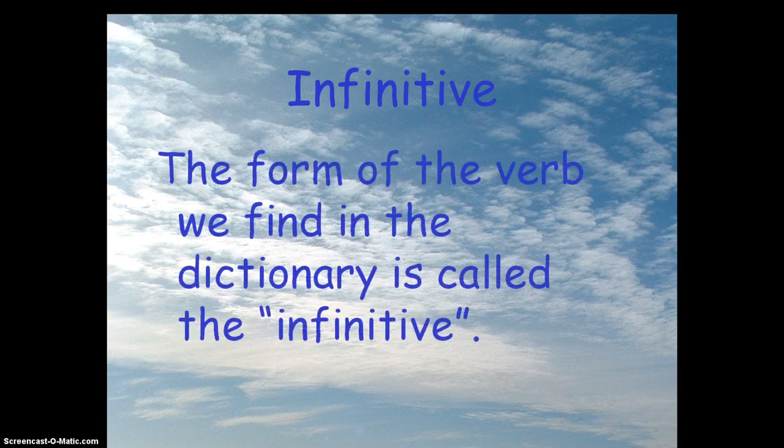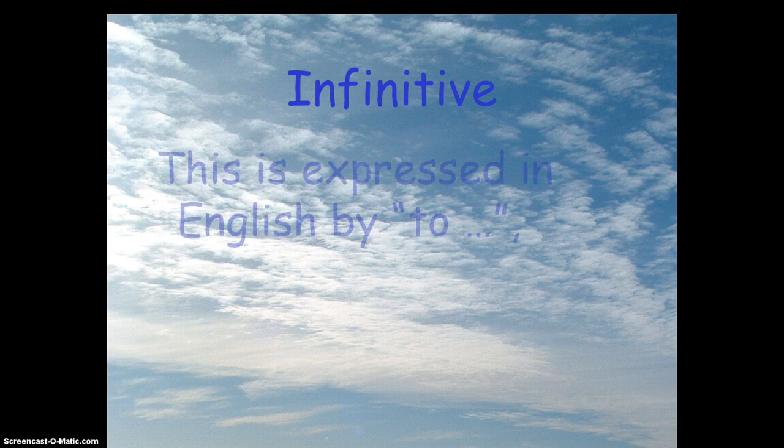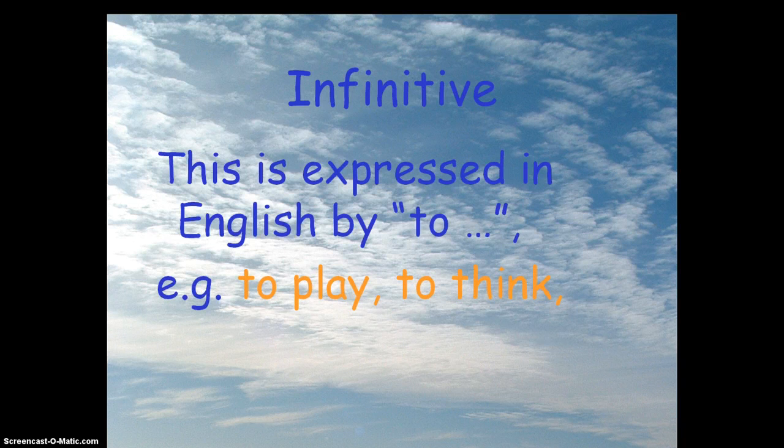It's important that you understand that the form of the verb that we find in the dictionary is called the infinitive. That's the basic form of the verb. It's not conjugated, okay? And we know that the verb means action. The infinitive is usually expressed in English starting with to. For example, to dance, to eat, to listen to, and so on. It has to start with to, because the infinitive is not conjugated yet. As I say, to play, to think is an infinitive.